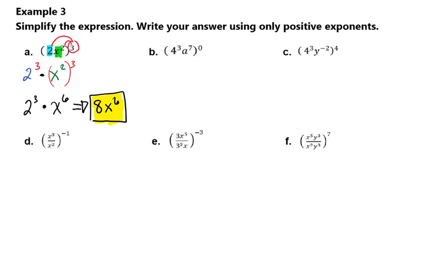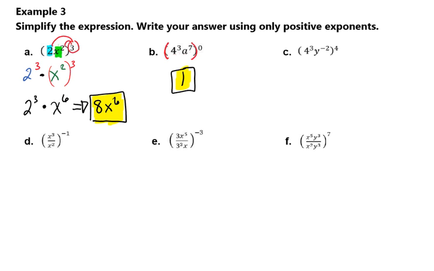For letter B, we have 4 to the third, a to the seventh, all raised to the 0 power. Now we could distribute that 0 to each piece, however, since it's everything to the 0 power, and we know that anything to the 0 power is a 1, we're simply able to just write the number 1, because all of that was raised to the 0 power, and we're finished.